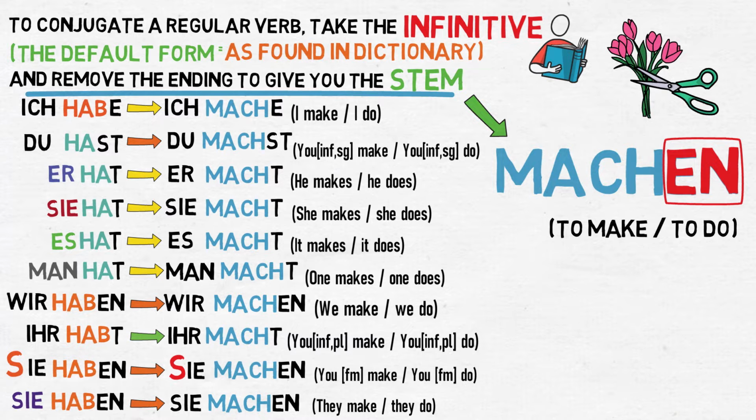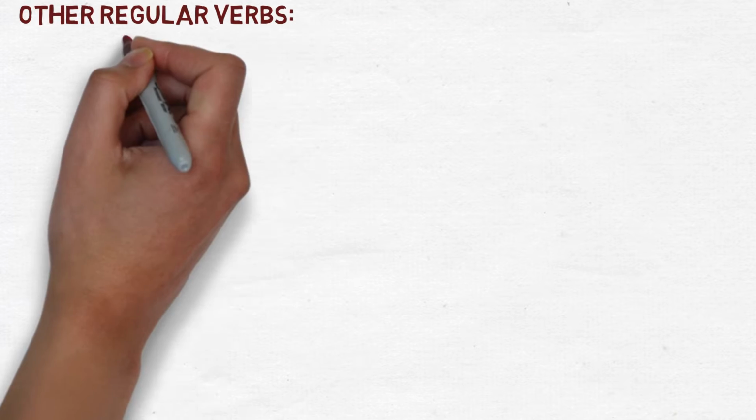Knowing the endings of haben means a whole new world of verbs are available to you. Here's a quick list of regular verbs which will conjugate with the same endings as haben and machen in the present tense.